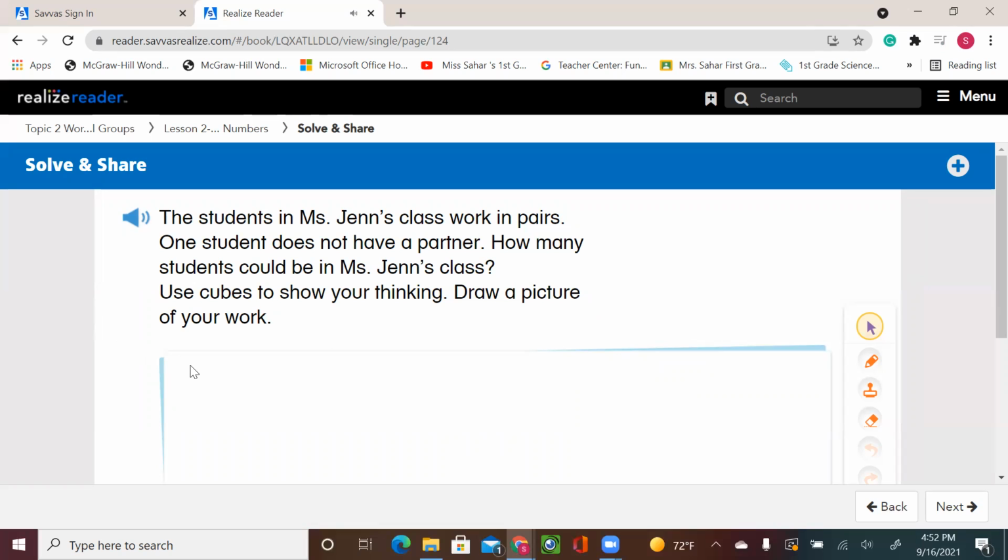So if I know that one of the kids doesn't have a partner, that means it was an odd number, because I know if it's an even number, they will be in pairs or separated into parts, or each one will have a partner. But if we have one missing or one without a partner, that means the number of students in Ms. Jen's class was an odd number, not even, because it doesn't have a partner.